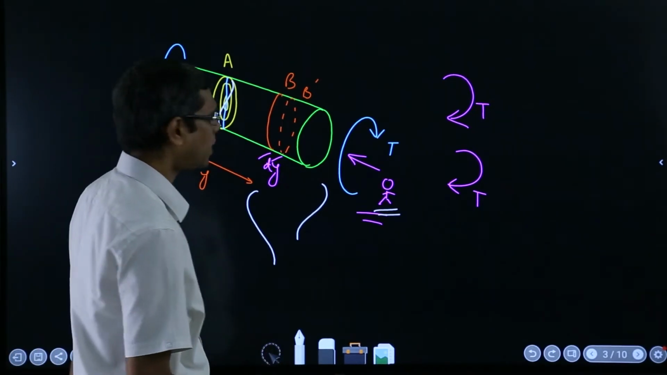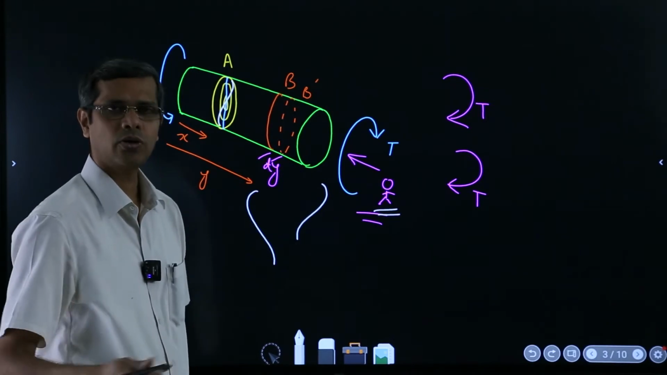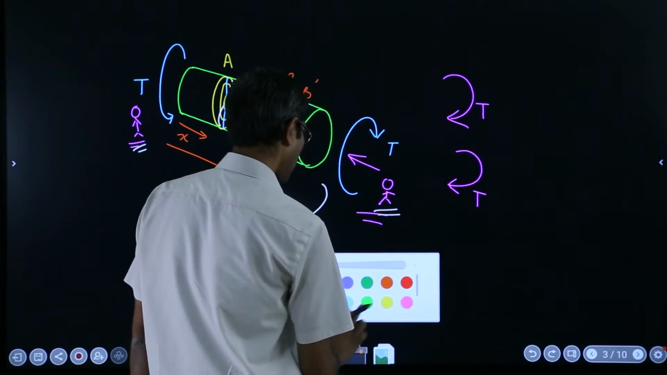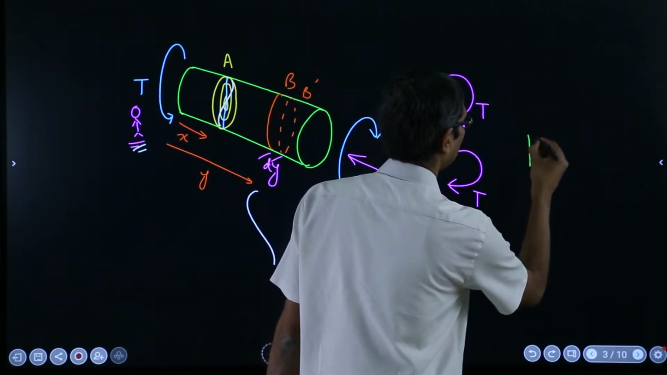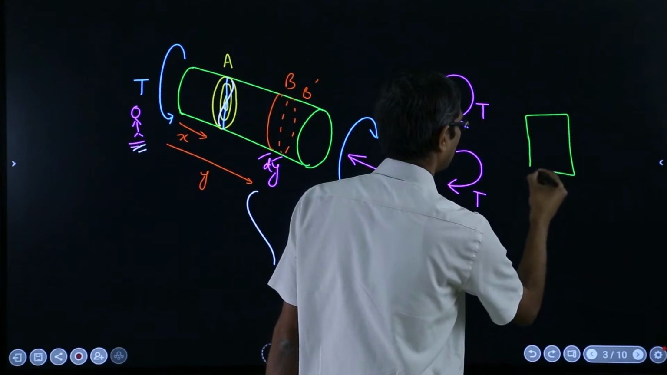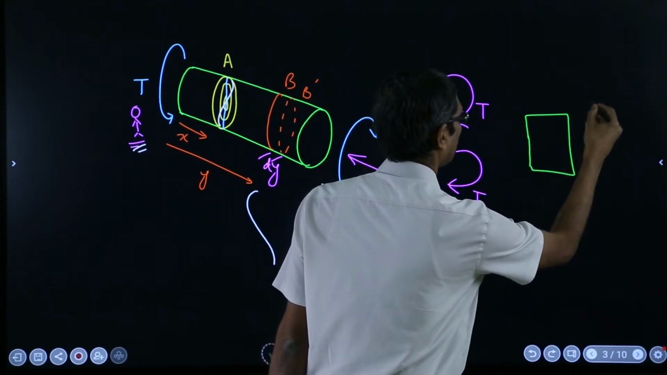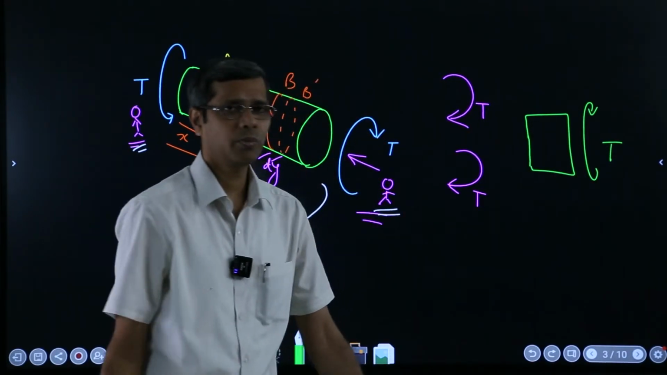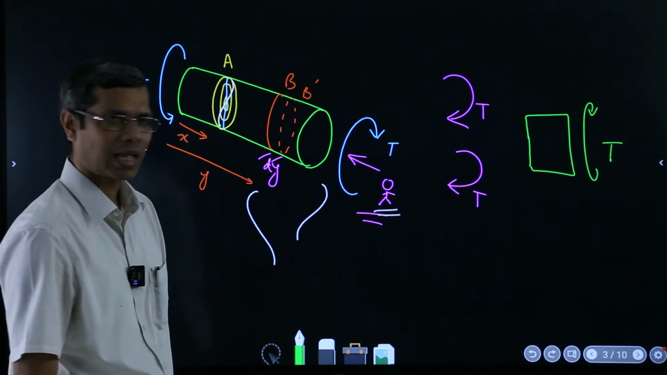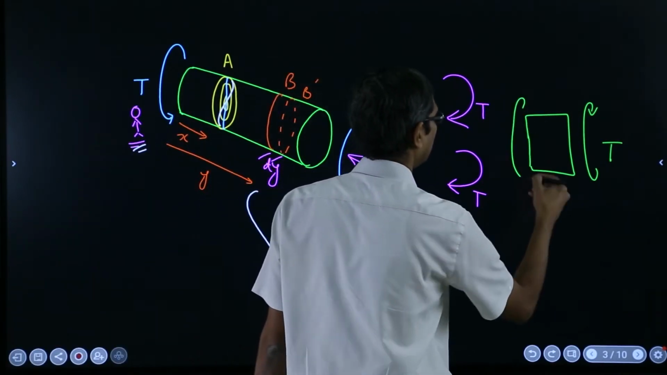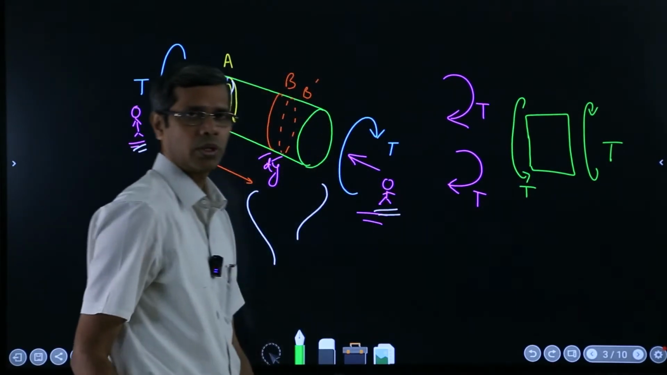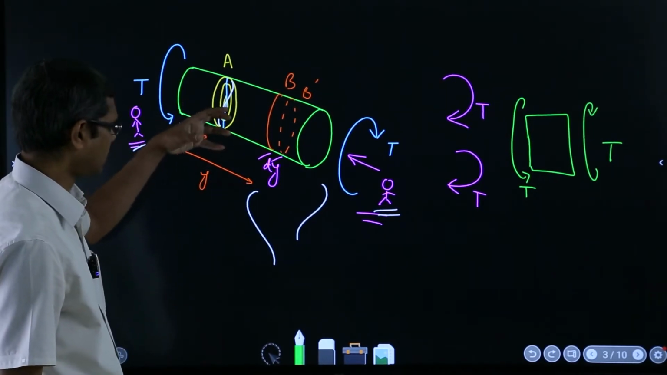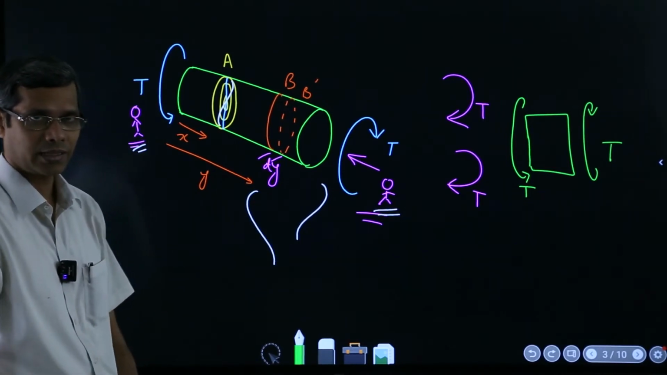So that you can do by cutting it at a particular location and drawing the free body diagram. Suppose I cut at B. If I take this segment, on this side the torque T is applied. Now here, what should be the torque to keep the whole thing in balance? That also must be T only, in the opposite direction. So it doesn't depend where you are, the application of the same torque is happening.